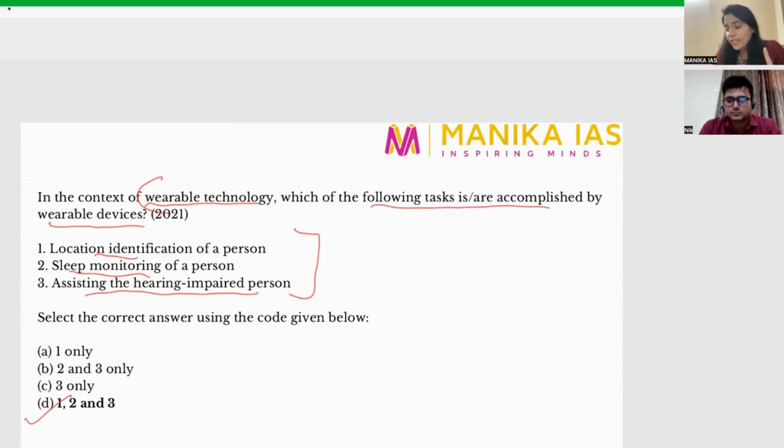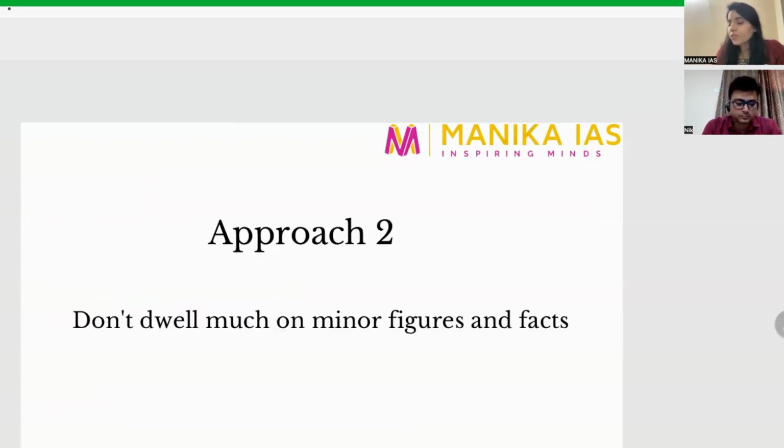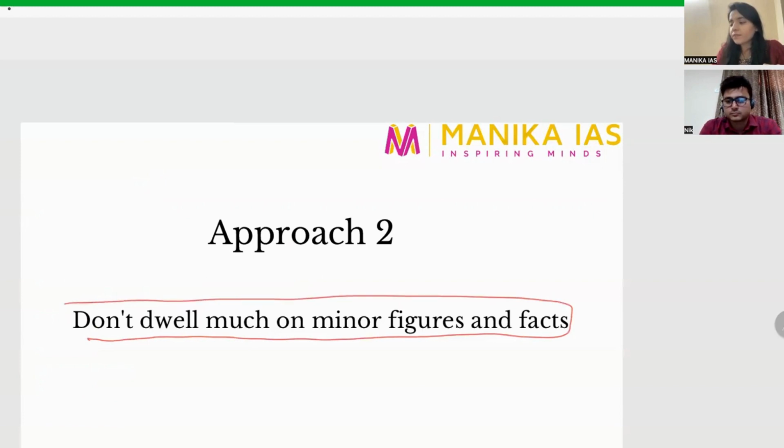So, let's see the second approach. The second approach is that you don't have to dwell much on the minor figures and facts. As I mentioned earlier, UPSC wants people who have a broader perspective. So, unlike state PSCs or some institutes' papers, you won't get tweaked statements around minor facts. They'll be asking you on broader perspective, not on minor facts and figures.